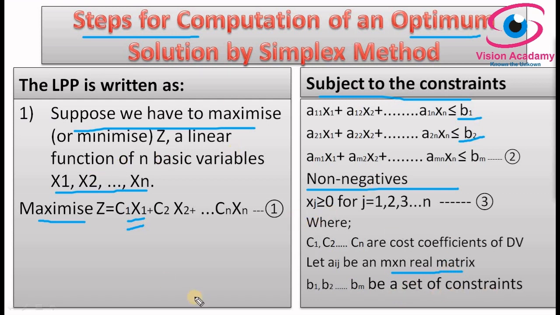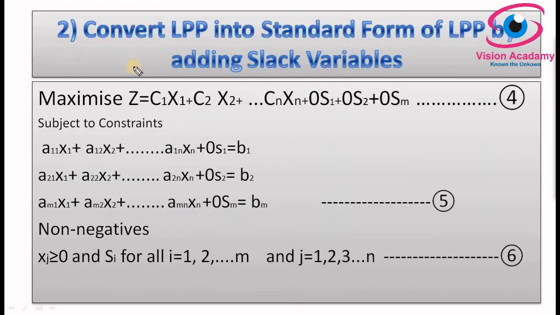So firstly we will make a mathematical formulation of the given real world problem, then we will move further. So second step, we have to convert LPP into standard form of LPP by adding or subtracting slack variable.